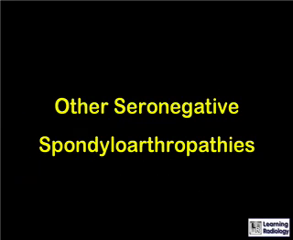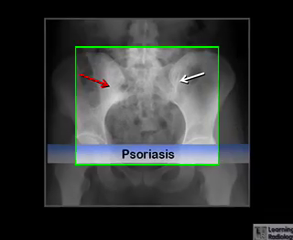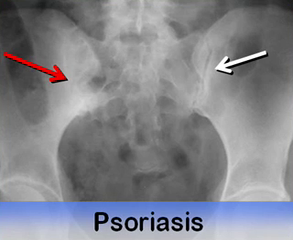Other seronegative spondyloarthropathies include those which are bilateral but asymmetric. Rheumatoid arthritis, psoriasis, and Reiter's syndrome may affect one SI joint but usually affect both asymmetrically. Gout is a rare cause of sacroiliitis. There may be erosions in the spine. This is a plain film example of psoriatic sacroiliitis. Both SI joints are involved, but the right SI joint is more fused than the left SI joint, which is narrowed and slightly irregular.